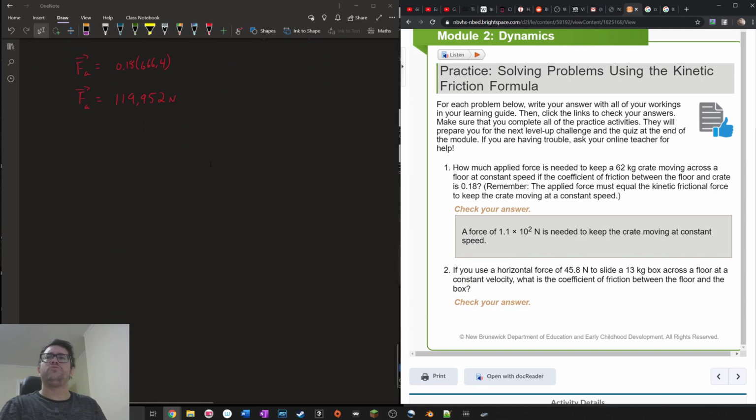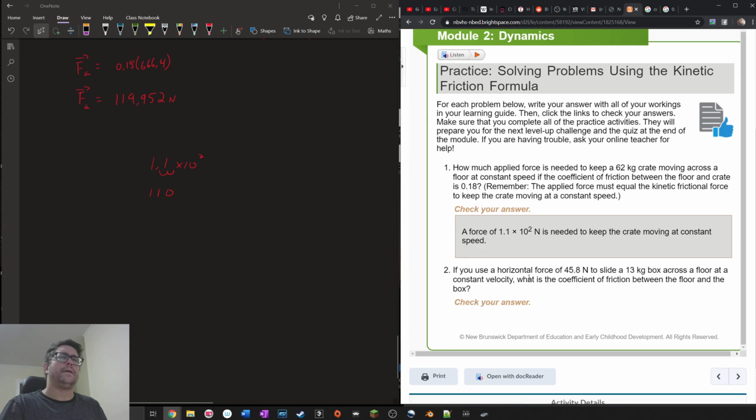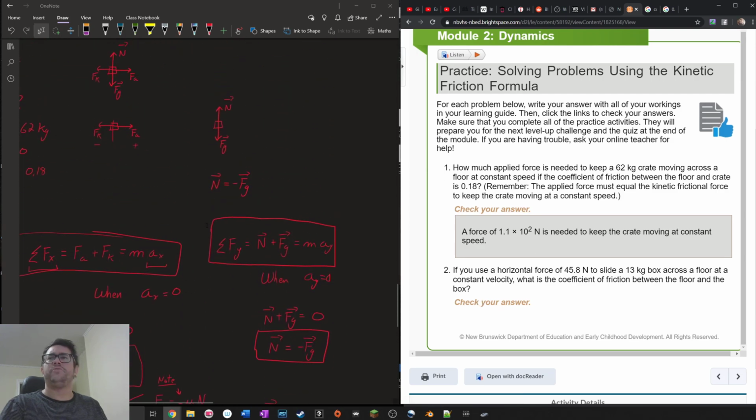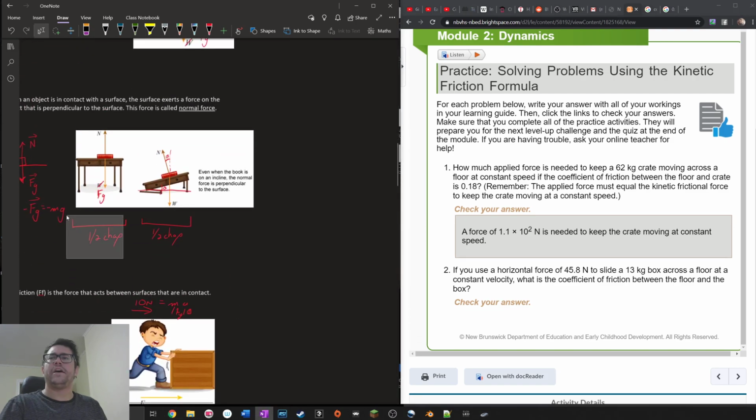Good. We got the right solution. 1.1 times 10 to the 2. So they've cut off the 9, which is not a good idea. And maybe they did it with another number that I'm not familiar with. And you'll notice how everything is often on a flat surface. As I said earlier, this is the first half of the chapter. Everything's on a flat surface. And at some point we'll do an incline, and there'll be a few more angles to worry about.